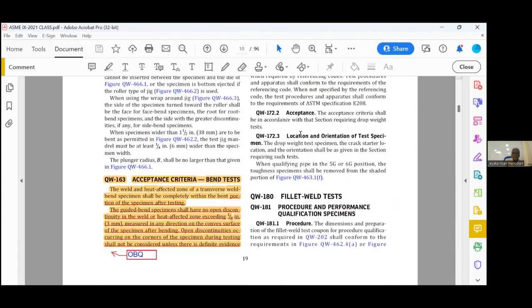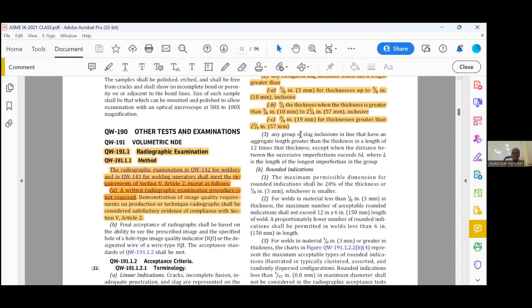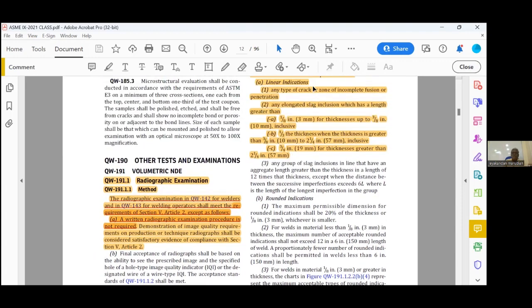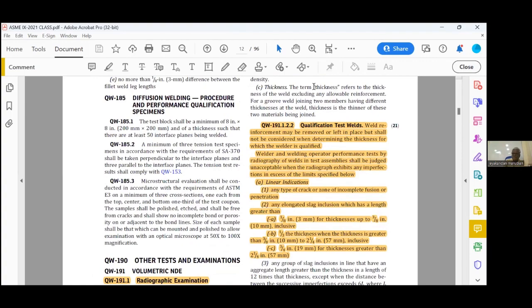This is open book only. Okay, then please go to page number 21, radiography. Highlight this A: a written radiography examination procedure is not required. So for radiography, there is no procedure required. This is the acceptance criteria you have to follow, but they never ask it in the exam.